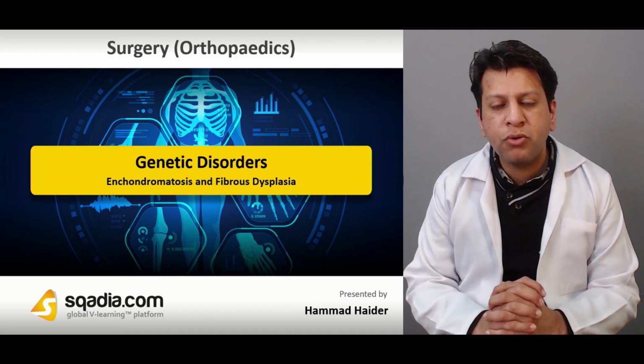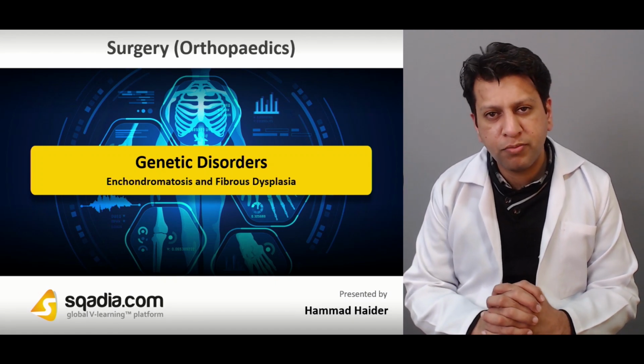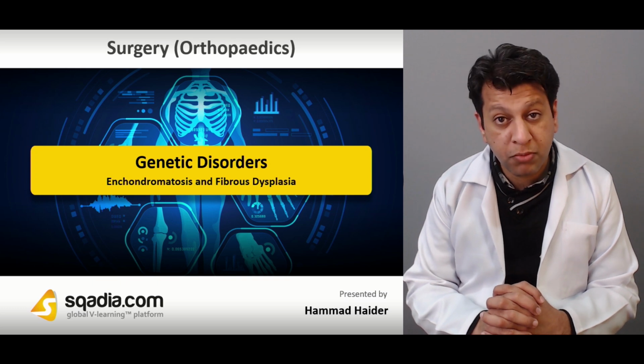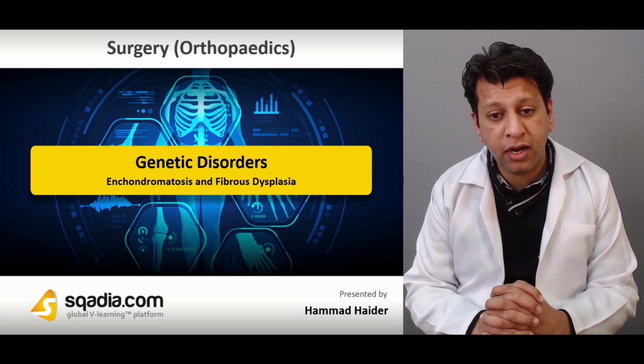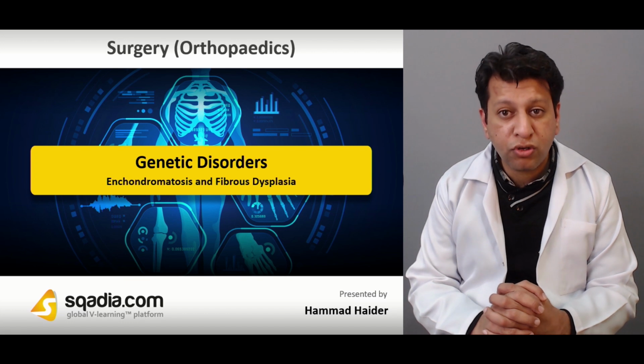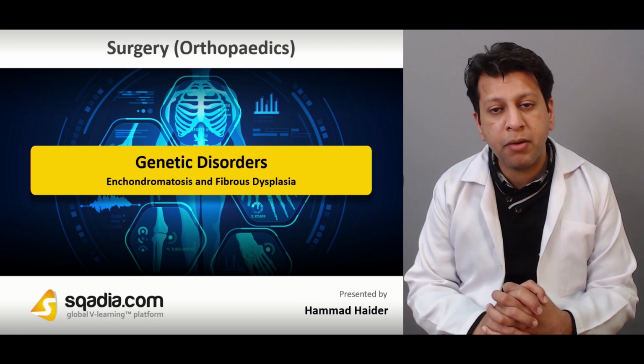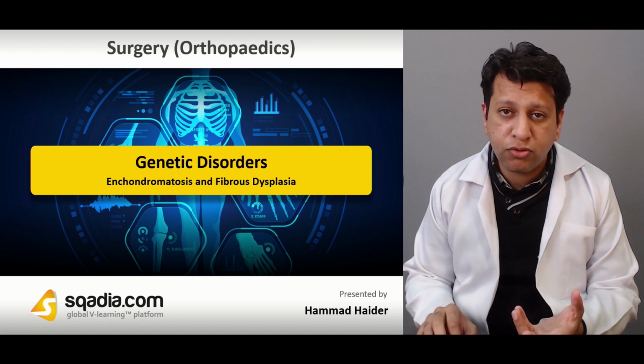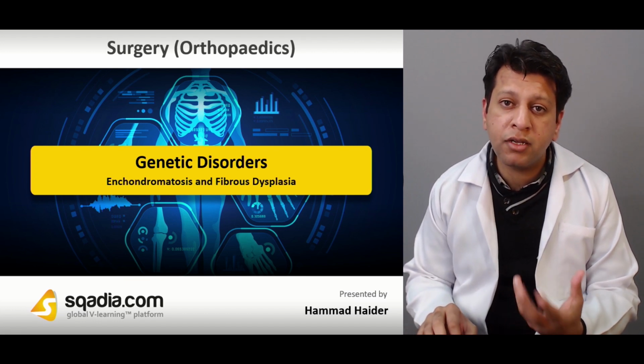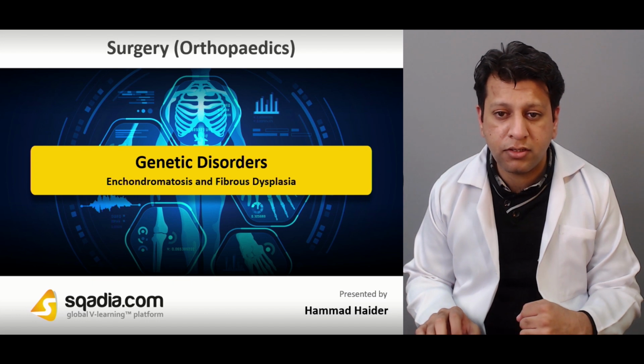Now we will be moving to the two other conditions which are also tumor-like conditions. They also present with masses, but they are usually benign tumors. We will be going through enchondromatosis, that is intramedullary osteochondromas, and fibrous dysplasia, which is also a rare condition but may mimic tumors as in other diseases.